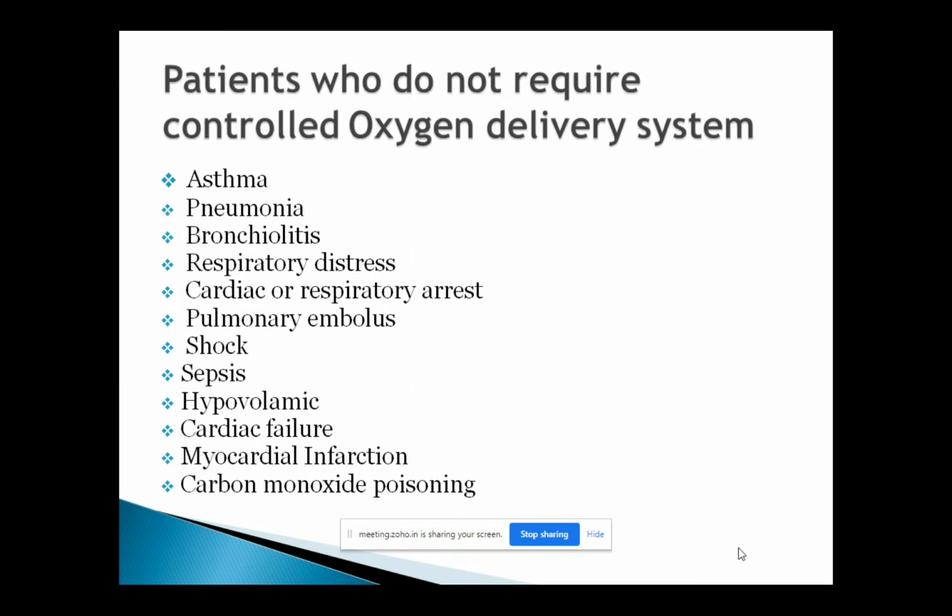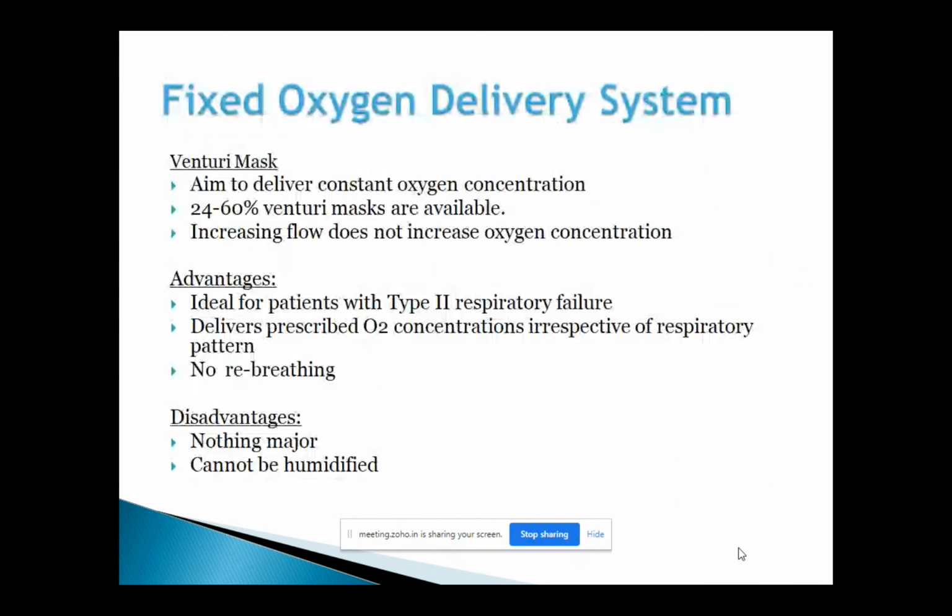Now, let's talk about a fixed oxygen delivery system. When I say fixed oxygen delivery system, I'm talking about when the patient is on this particular device, you should be able to tell how many liters the patient is getting and how much FiO2 you are giving. For example, you may be able to say that patient is on 2 liters of oxygen and we are giving 24% oxygen concentration. Let's see what devices are available to do that. These devices are called Venturi masks, or Venturi devices.